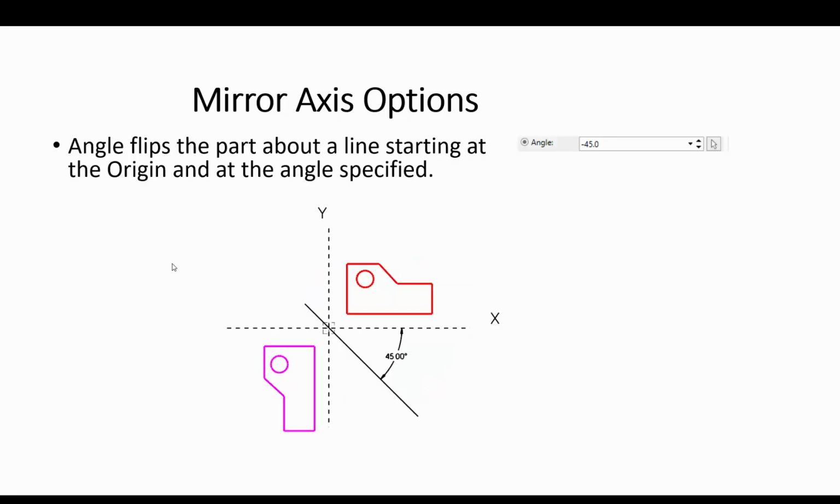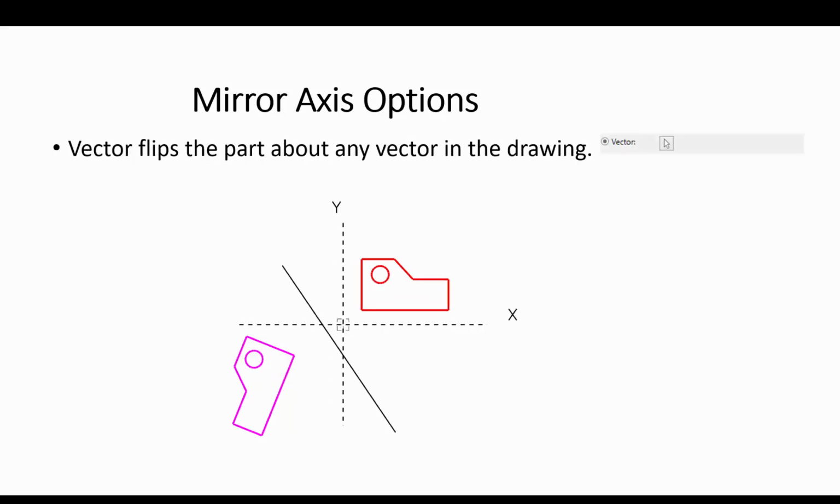Angle option allows you to flip the part about a line that starts at the origin and has a specified angle. And the last option is mirror the part about a vector that flips the part about any vector in the drawing. Next, let's check mirror command in Mastercam.